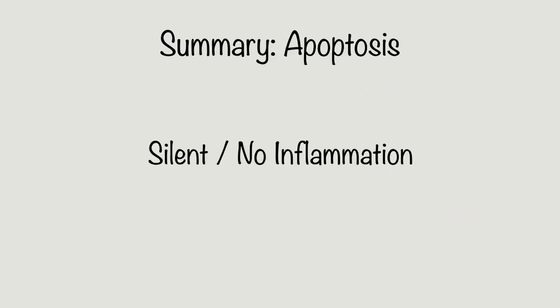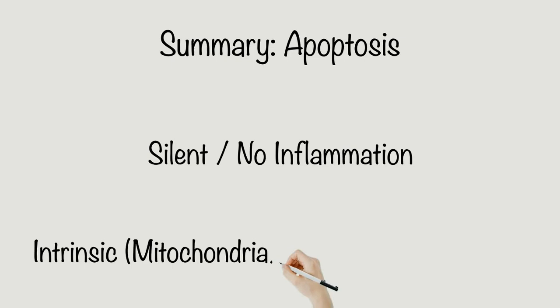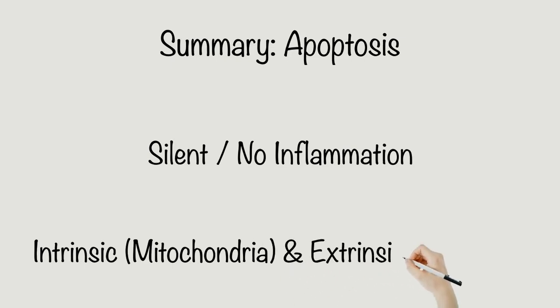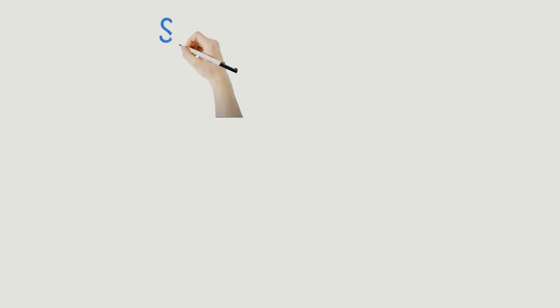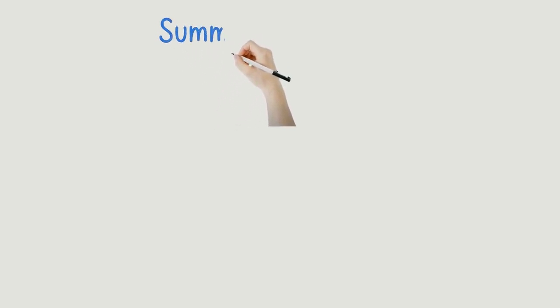Second, apoptosis is programmed and silent, no inflammation. The intrinsic pathway runs through mitochondria, cytochrome C, BCL2, P53, and caspase 9. The extrinsic pathway runs through Fas or TNFR1, FADD, and caspase 8. DNA laddering means apoptosis. Third, the traps.